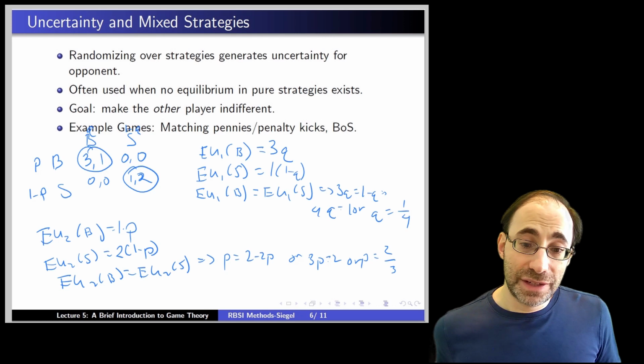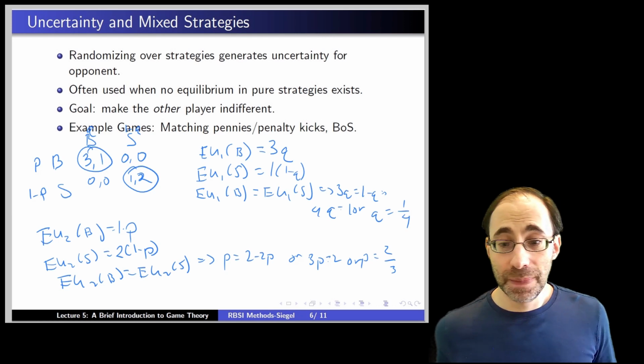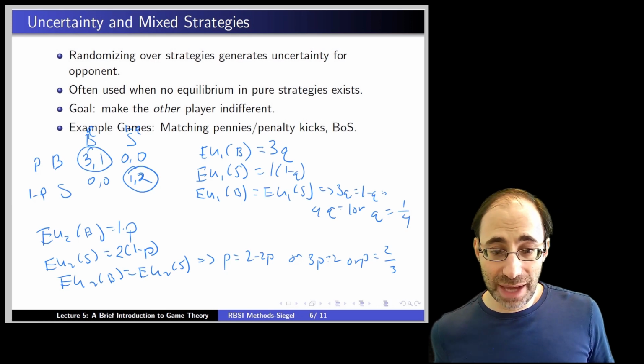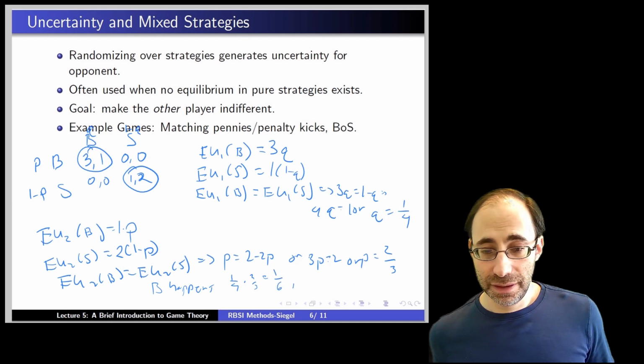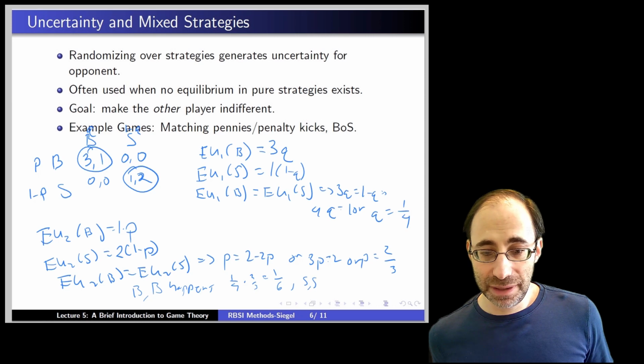And this is what we get for the battle of the sexes in this case. So what happens in practice? Well, we can multiply probabilities. P times Q percent of the time they both play B. So B happens 1/4 times 2/3, which equals 1/6 of the time. So BB happens, rather.